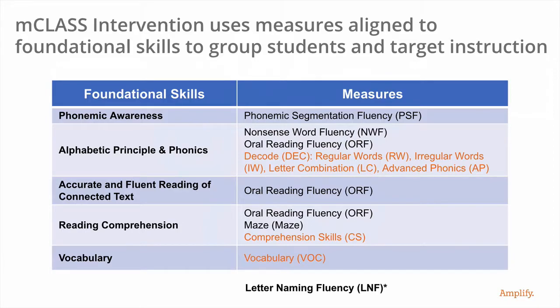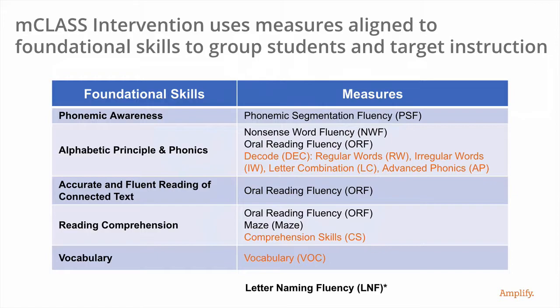In order to determine the right instruction for each student, M-Class intervention uses measures that are aligned to foundational skills. For each of the foundational skills, there is at least one measure. If you use DIBELS to assess your students, most of these measures will already be familiar to you. The measures in orange are measures exclusive to M-Class intervention. Here is a table that shows how each measure is aligned to a foundational literacy skill. Your device will tell you which measures to assess each student in. You do not need to assess in all of them.